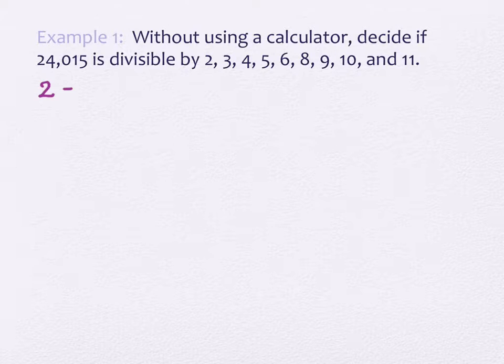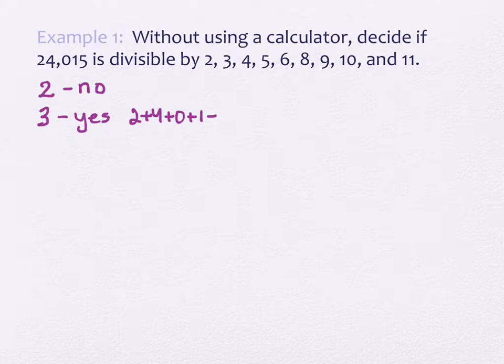2, is this number divisible by 2? No, why not? Yeah, the one's value is a 5 and it's odd. All right, how about 3? Is this number divisible by 3? Yes, how do you decide? Yes, 2 plus 4 plus 0 plus 1 plus 5 is what? 12? 12 divided by 3? Yes, therefore 3 will divide 24,015.